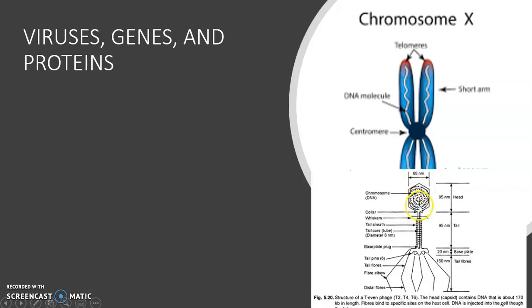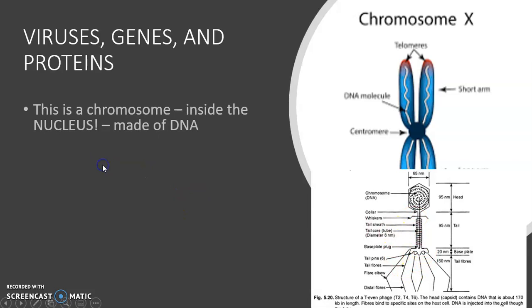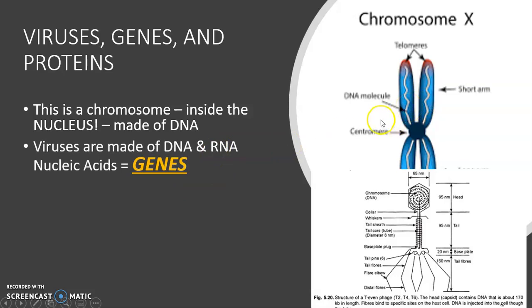This is the DNA part of the virus, and then this is the rest of it. Remember, this is really, really, really small, but this is where the DNA is, and then this is like the body of the virus. So let's talk a little bit about this. Here's a chromosome. Remember, that's DNA, also known as nucleic acids, also known as your genes. And viruses are also made of DNA and RNA. For our purposes, RNA and DNA are pretty similar, and they're both genetic material, so we can just call them genes.